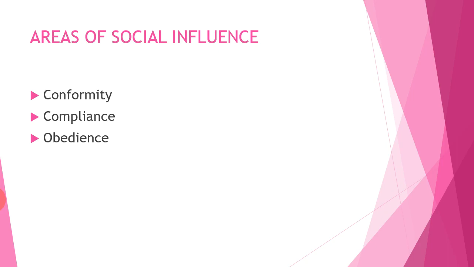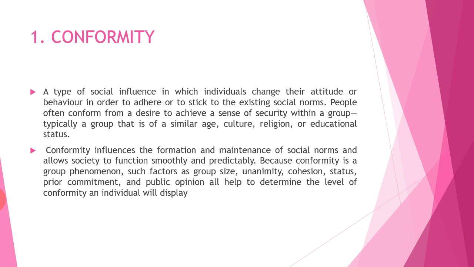So let's start with conformity first. Conformity is the type of social influence in which individuals change their attitudes or behaviors in order to adhere to the existing social norms. It is changing how you behave to be more like others. So we seek approval and friendship of others. Here we are adhering to social norms.